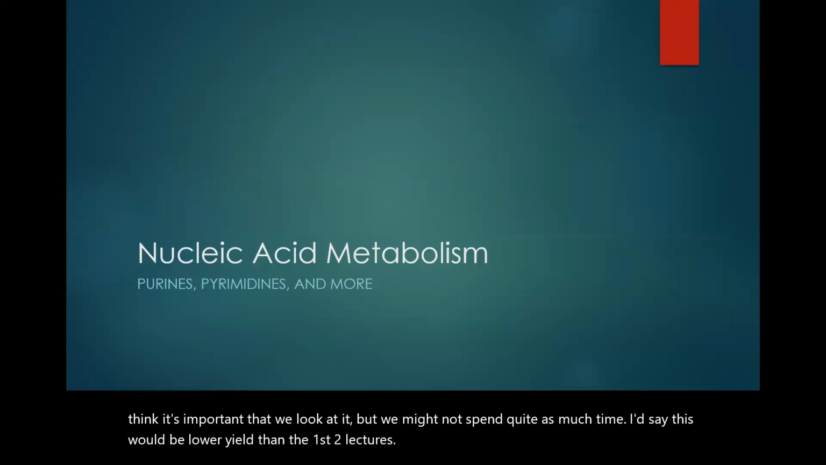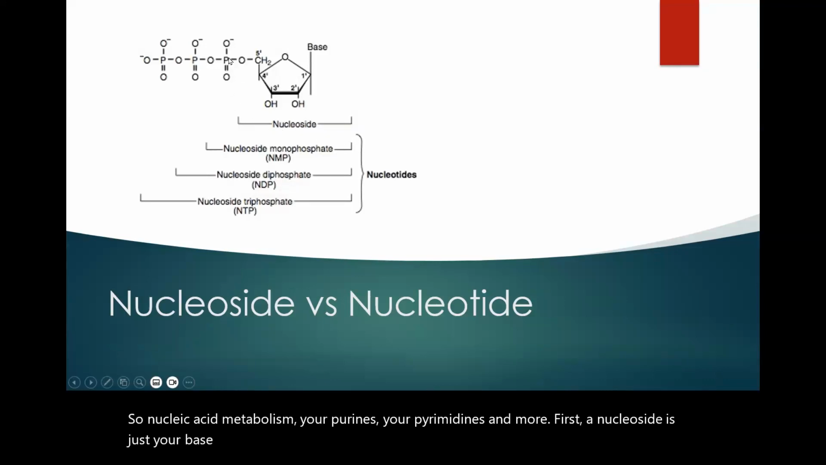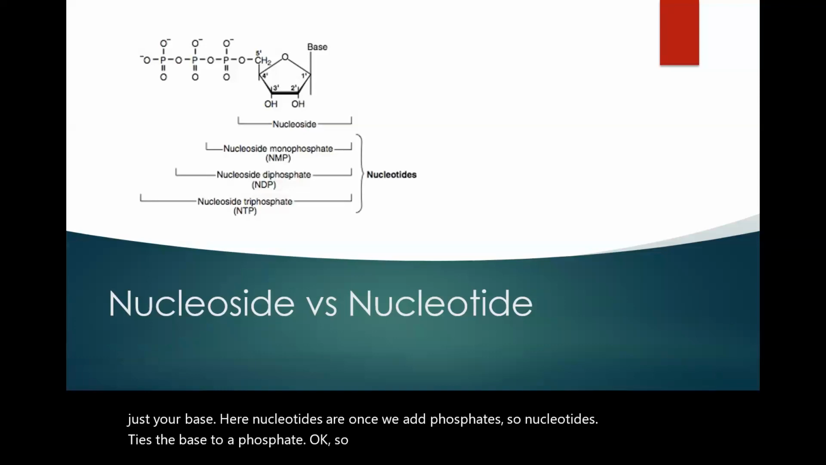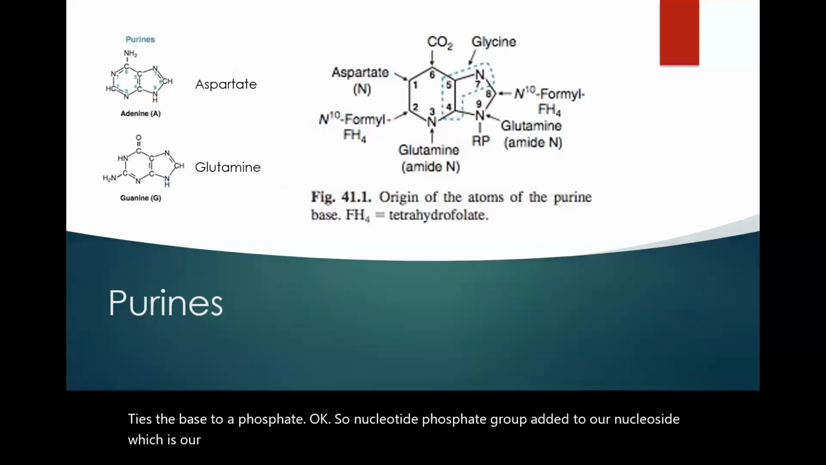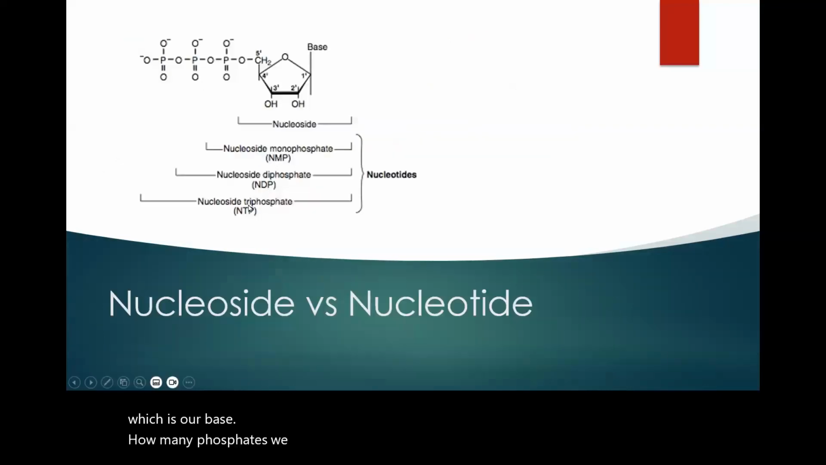So nucleic acid metabolism, your purines, your pyrimidines, and more. First, a nucleoside is just your base here. Nucleotides are once we add phosphate. So a nucleotide ties the base to a phosphate. Okay, so a nucleotide is a phosphate group added to our nucleoside, which is our base. How many phosphates we have gives us this MP, DP, or TP.